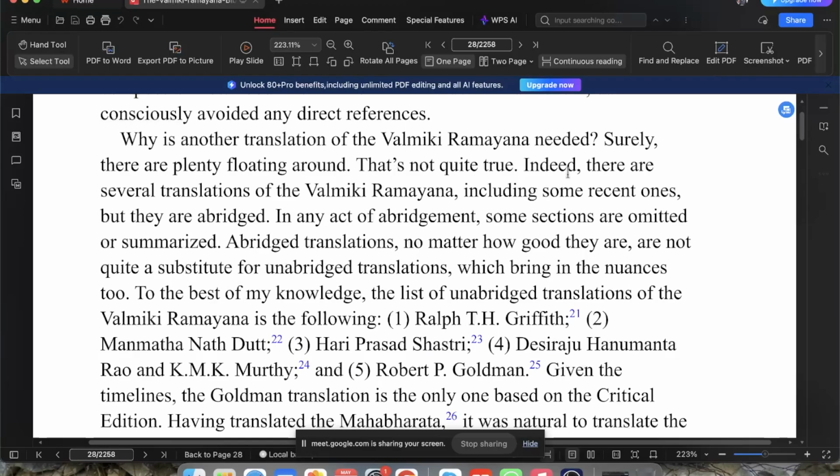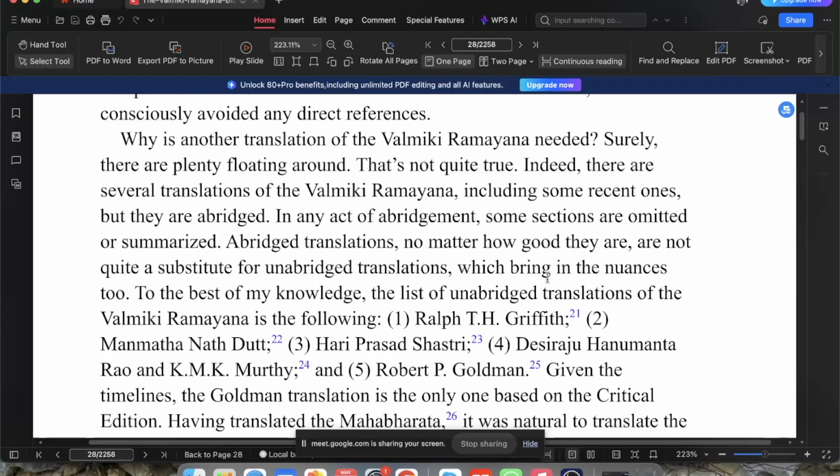Okay. So why is another translation of the Valmiki Ramayana needed? Because I think there are so many people who've translated the Valmiki Ramayana. Surely there are plenty floating around. That's not quite true. Indeed, there are several translations of the Valmiki Ramayana, including some recent ones, but they are abridged. Abridged means they're concised or they're summarized.